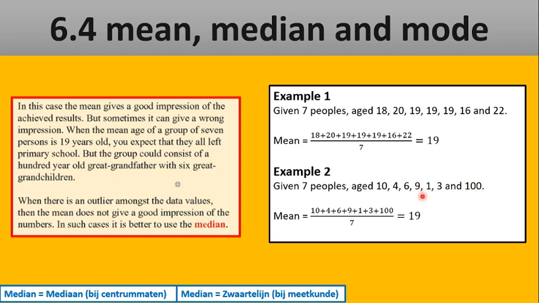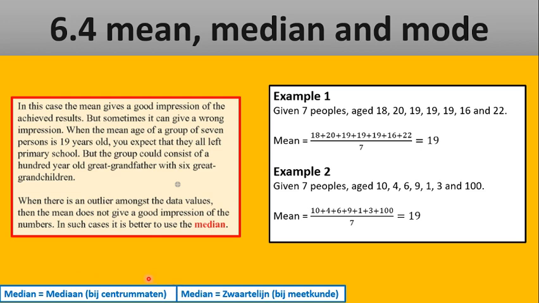So in some cases, certainly when there are values that differ very greatly from the other values, in this case this is a very outlier data, we're not going to use the mean, we're going to use the median. And the median in Dutch is called de mediaan.